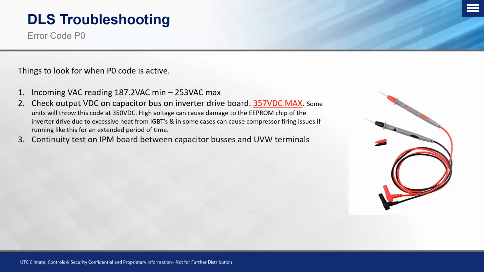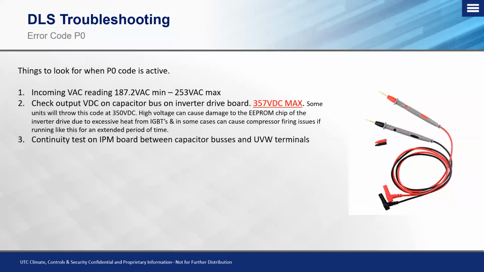Of course, if you can confirm that you have a good incoming volts AC reading and a good volts DC reading on the output, then you want to move on and do that continuity test on the IPM board. So you want to go between your capacitor buses, your W, V, and U. If that checks out, then you can start moving on to other things. You're essentially confirming: is my power correct? Is my inverter drive board working properly? Maybe the inverter drive board has failed, or something surged and caused it to have a giant scorch mark where your IGBTs are, and of course it's not going to work and the system's going to throw this code.